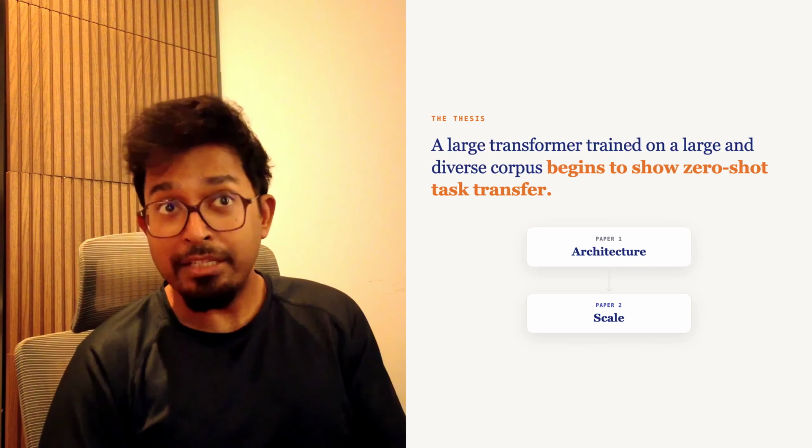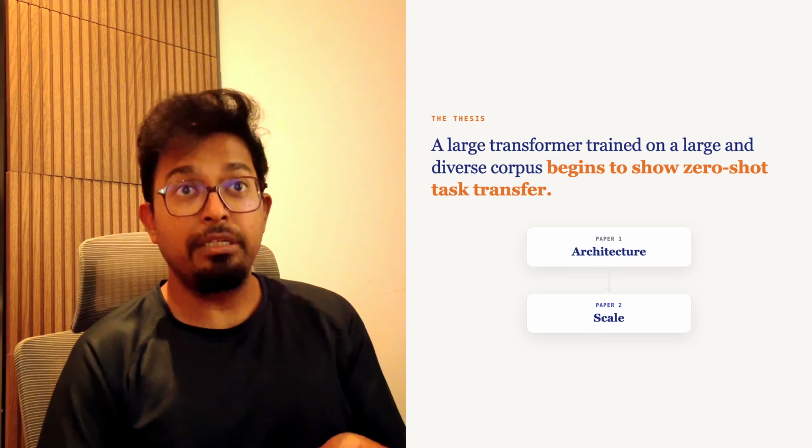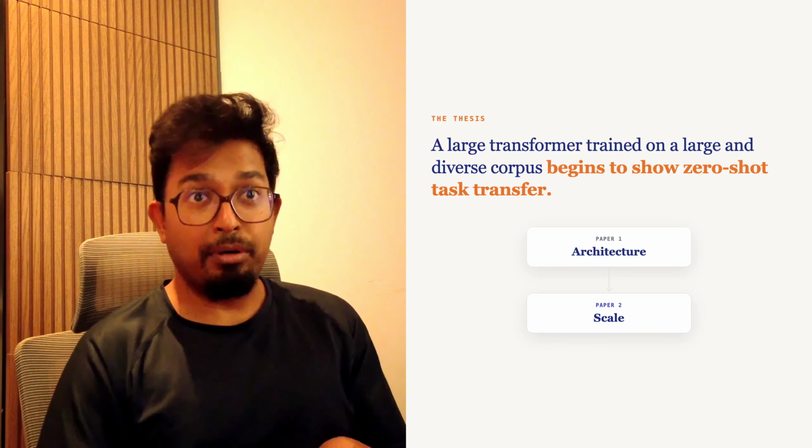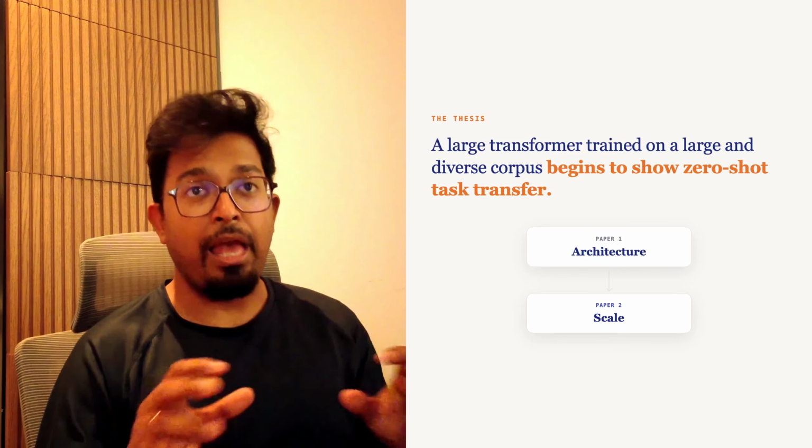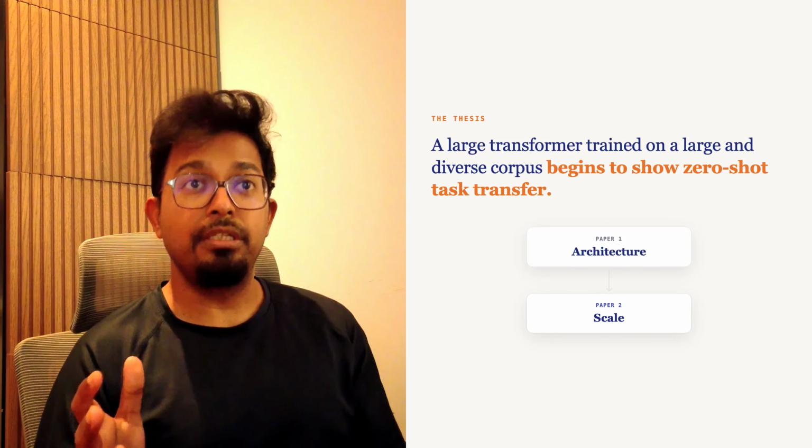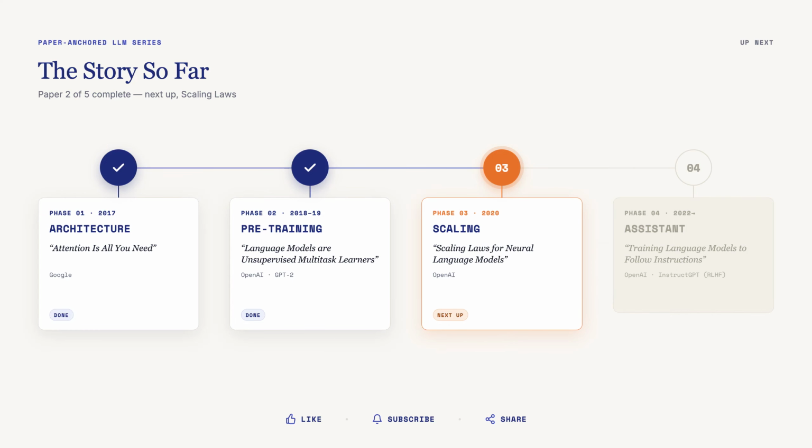Paper 1 gave us the architecture, which is attention. Paper 2, this one, says scale the data, scale the model, keep the same objective, and task behavior starts to emerge. But the behavior is still inconsistent, prompt sensitive, and far from assistant-like. So this paper gets us to the threshold. The next paper asks how that threshold becomes a more predictable and usable system.